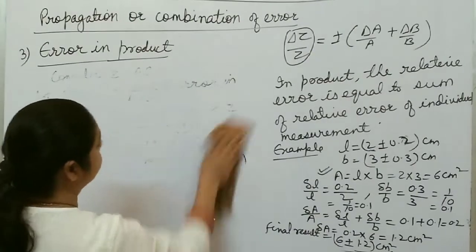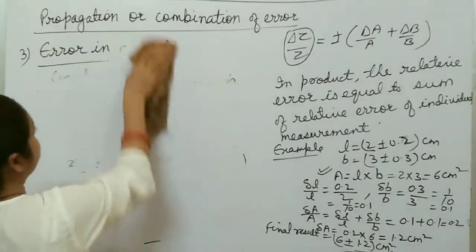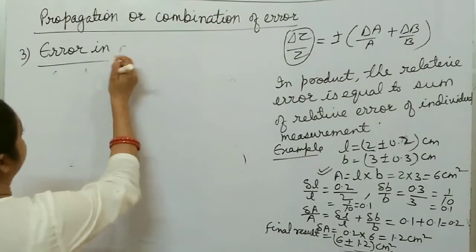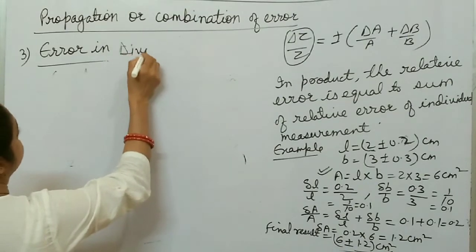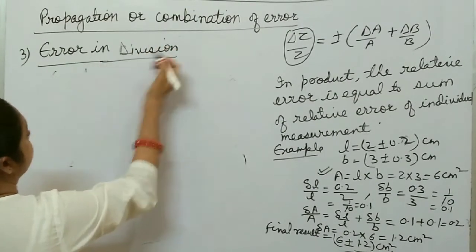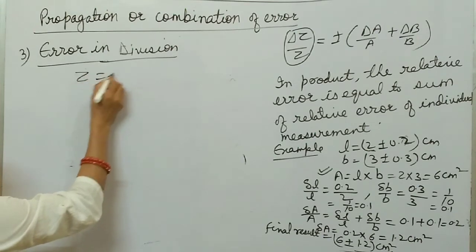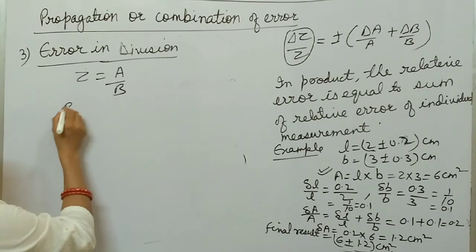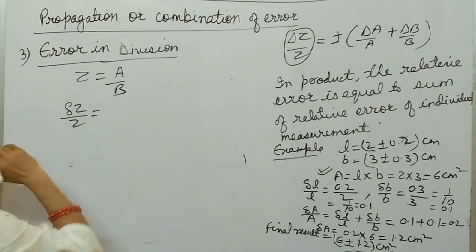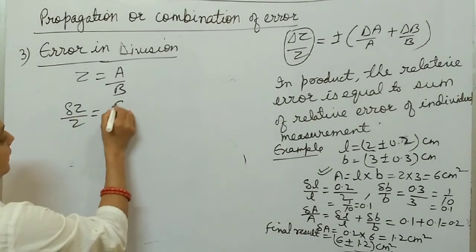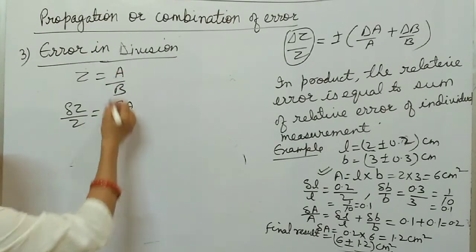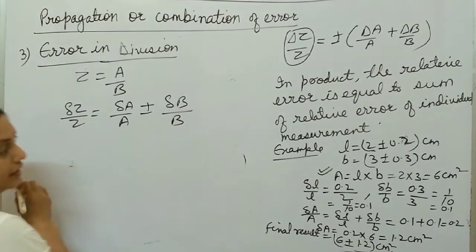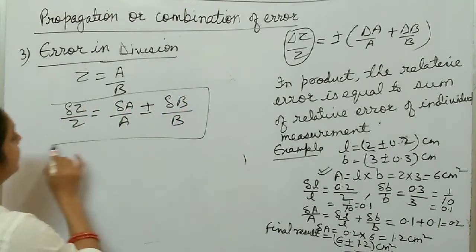Now, error in case of quotient or division. It means suppose there is any quantity A and B and you have to divide these two quantities. So in case of division also, for the relative error in Z, I am going to write just the final result: delta A by A, the relative error in measurement of A, plus minus the relative error in measurement of B. This is the final result in case of division also.